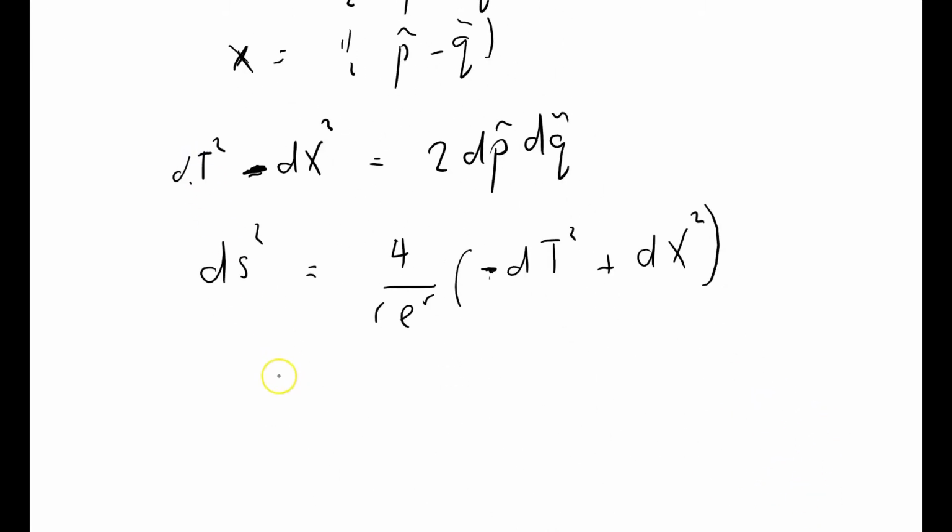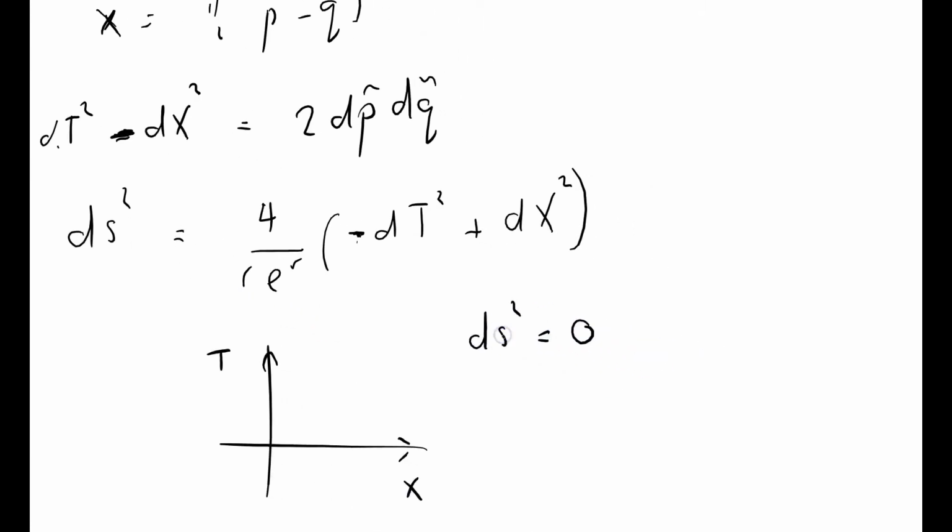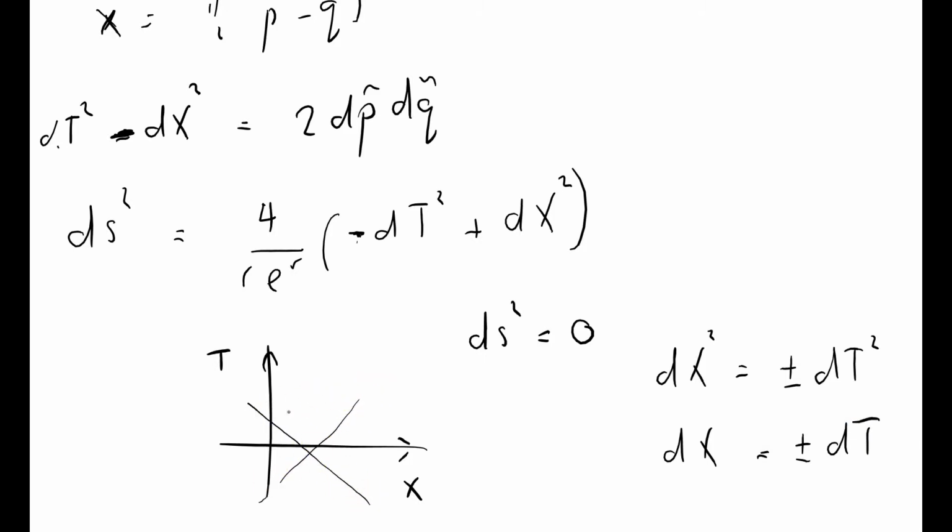So that tells me that in Kruskal-Szekeres coordinates, if that's x and that's t, my light geodesics, which are ds squared equals 0, have dx squared equals plus or minus dt squared, or dx equals plus or minus dt. So null geodesics are at 45 degrees in this beautiful coordinate system, which is quite a startling observation, really.